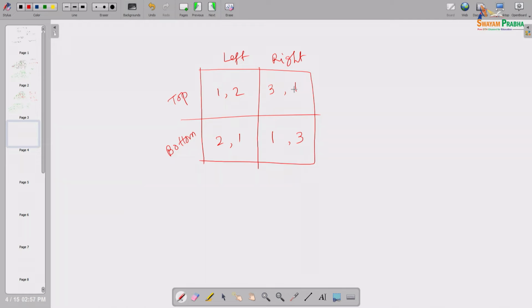Look at what is happening here. First question: is there any dominant strategy for this person? Suppose this is Mr. Row and that is Mrs. Column. Does either of them have a dominant strategy? If we compare these two numbers, more for bottom, and these two numbers, more for top. So Row does not have any dominant strategy. Exactly the same way, for these two numbers more is left, and for these two numbers more is right. So none of them has a dominant strategy.